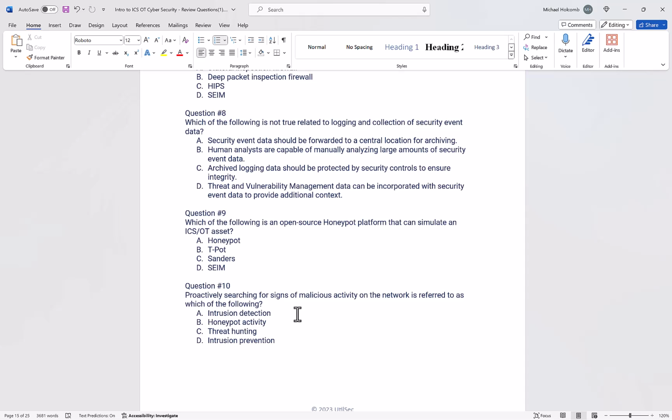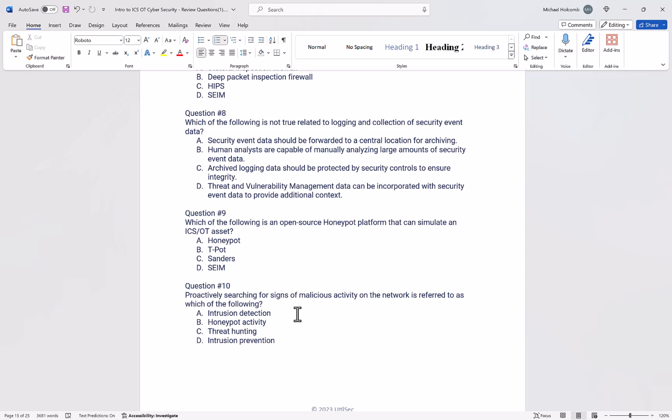Human analysts are capable of manually analyzing large amounts of security event data. I think we can say probably not. Right? The idea is we're only human. We can only look at so much information. In my day job, we generate like 10 terabytes of event data a day, just from our hosts. That's a lot. And then there's another terabyte or two of network event data. No human being in the world could review that information and determine if there's an attack. So question 8 is B. We just can't do it all or that fast.